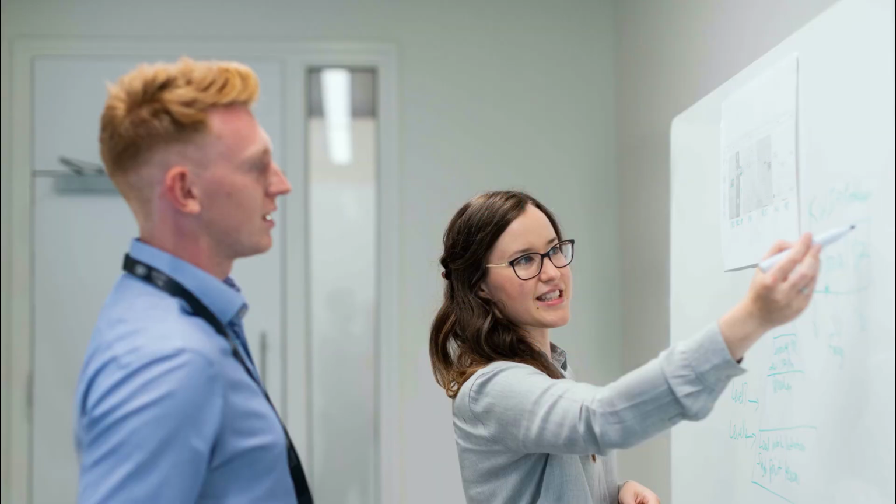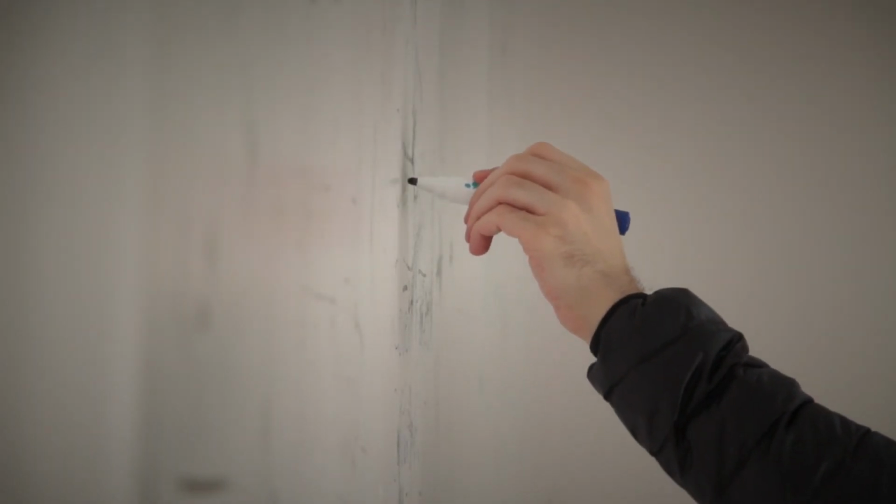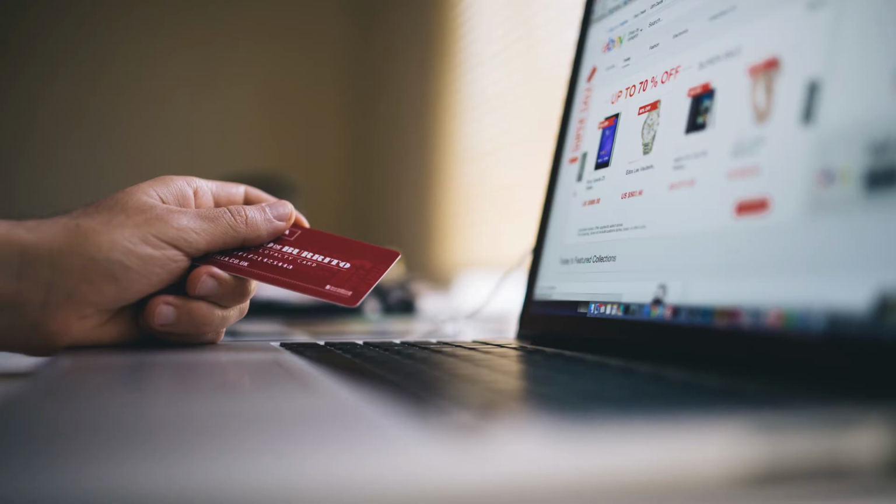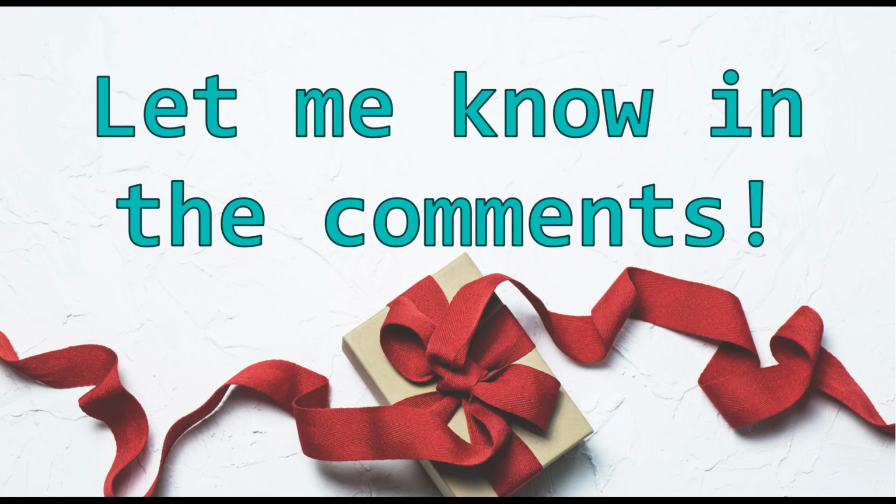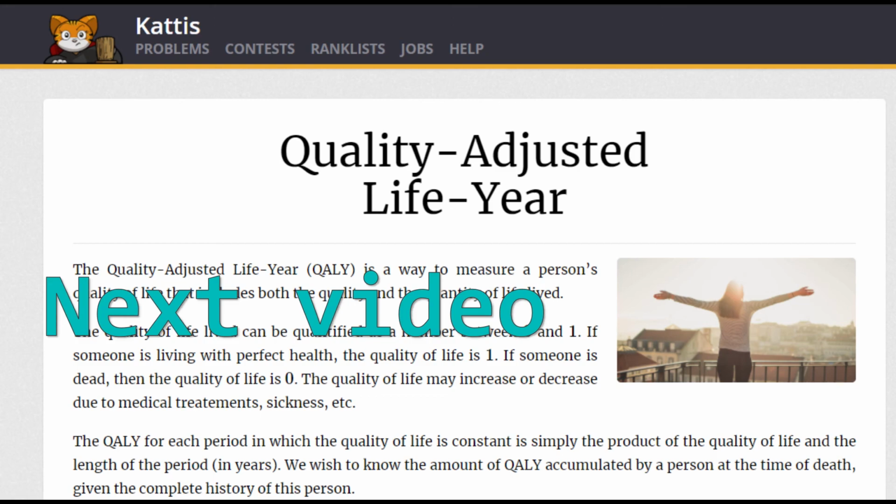To think. All of this could have been avoided had Mirko just gotten his friend a gift card for his birthday. What do you think the time complexity of the solution is? Comment your answer down below. In the next video, I'm talking about quality adjusted life year.